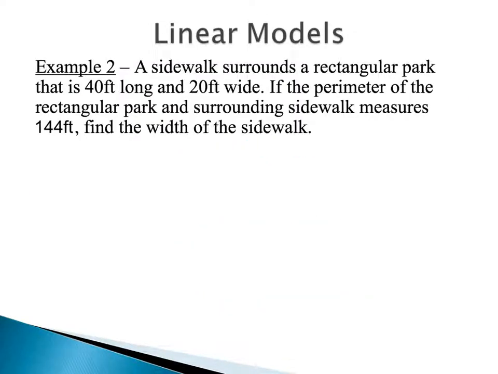So our next problem is more of a geometry problem. A sidewalk surrounds a rectangular park that is 40 feet long by 20 feet wide. If the perimeter of the rectangular park and the surrounding sidewalk measures 144 feet, find the width of the sidewalk.